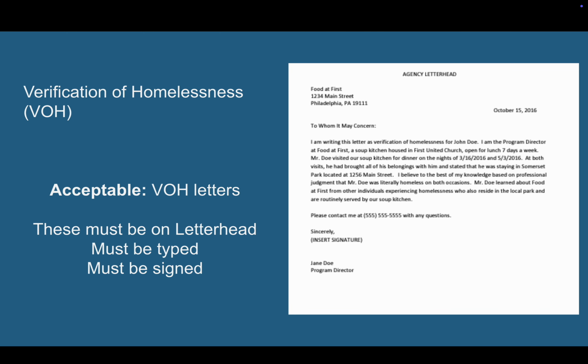Here is an acceptable VOH letter. It must be on a letterhead, it must be typed, and it must be signed. It also must include specific dates.